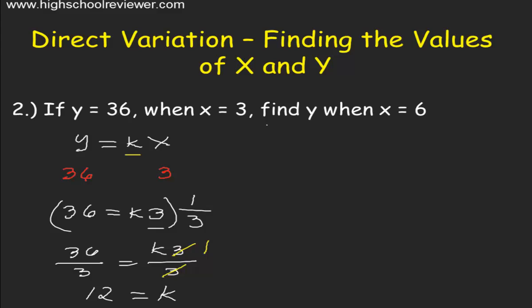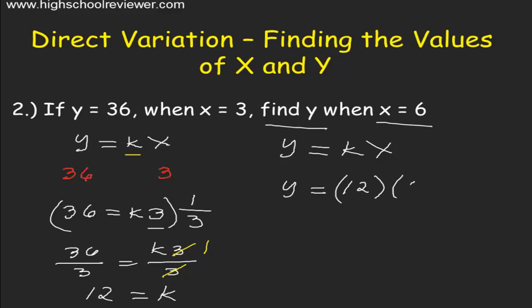And then we need to find y when x is equal to 6. Again, we will use y is equal to k times x. We need to find y now. And our k here is 12. So we have here 12 multiplied by x, which is 6. So y will be equal to 72. So y equals 72 is our answer for number 2.